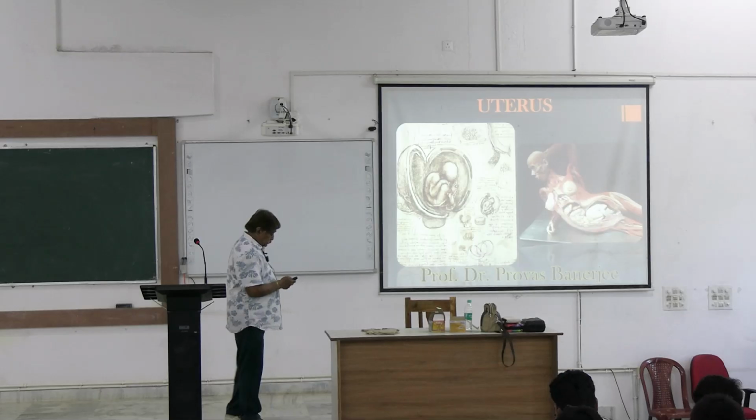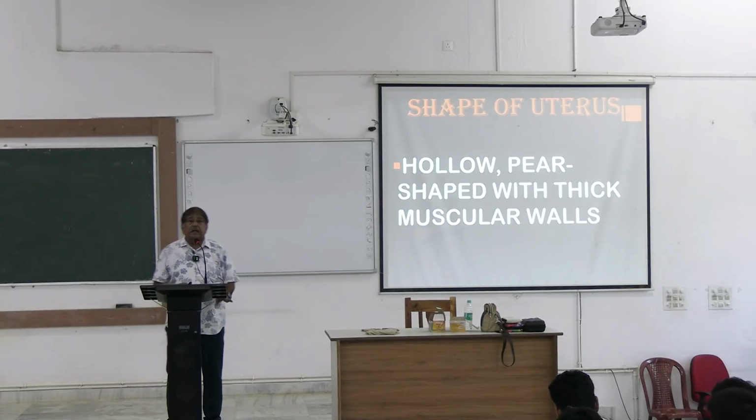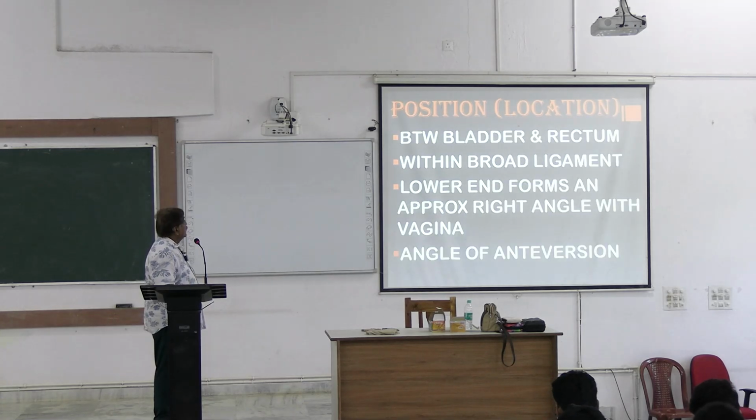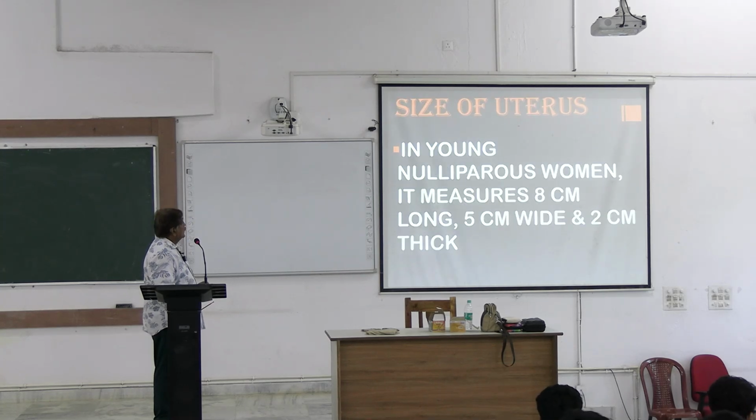Now, shape of the uterus. Shape of the uterus is hollow, pear-shaped, with thick muscular walls. Location: between the bladder and the rectum, within the broad ligament. The lower end forms an approximate right angle with the vagina, an angle of anteversion. Now, size of the uterus in a young nulliparous woman: it measures 8 centimeters long, 5 centimeters wide, and 2 centimeters thick.